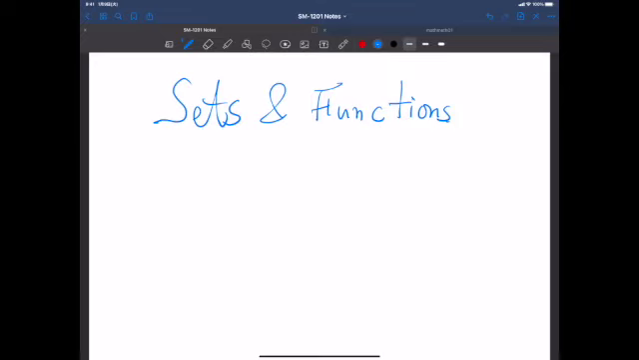Alright, in this chapter we are going to study sets and functions. But before that, we need to define some language to talk about sets and functions, and that is formal logic.